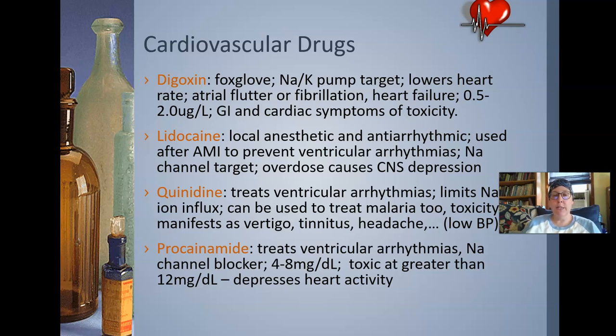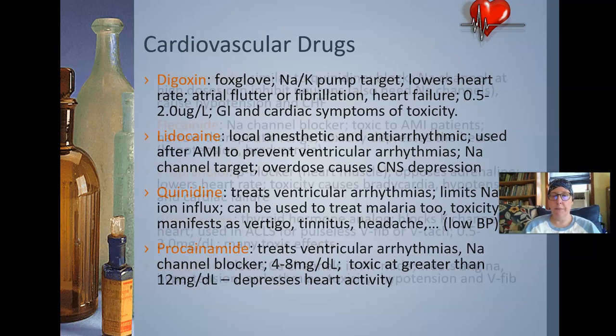So quinidine treats ventricular arrhythmias, limits sodium ion influx, and can be used to treat malaria too. Toxicity will manifest as vertigo, tinnitus, which is ringing in the ears, headache, and low blood pressure. Procainamide treats ventricular arrhythmias too. It is also a sodium channel blocker. Its therapeutic window is again kind of narrow, 4 to 8 milligrams per dL, and it's toxic at greater than 12, and it will depress heart activity.